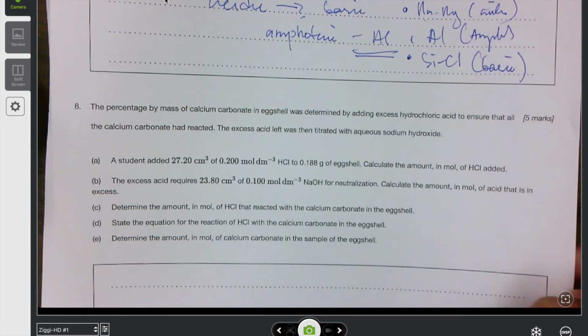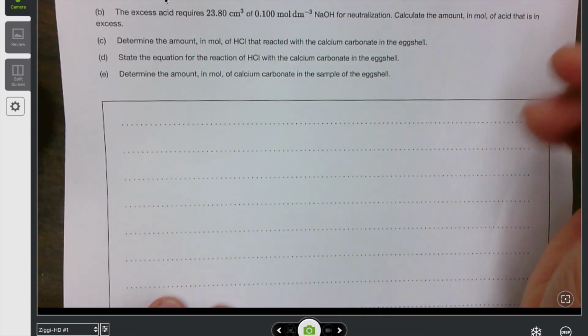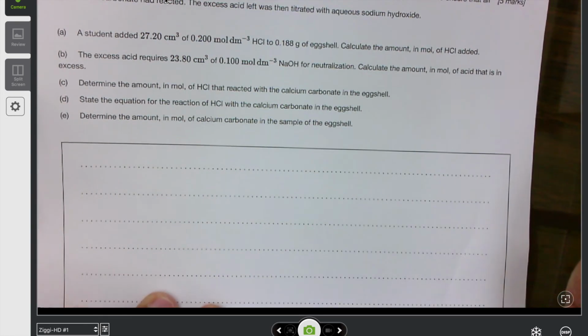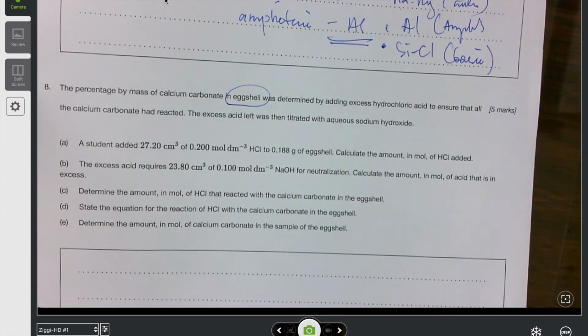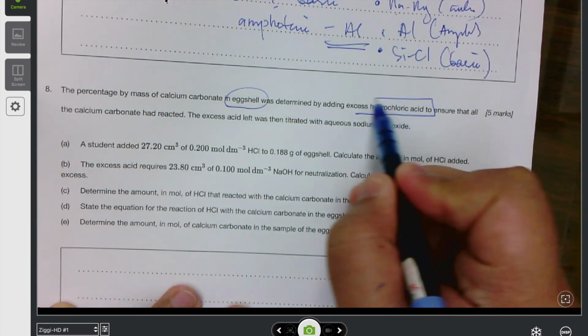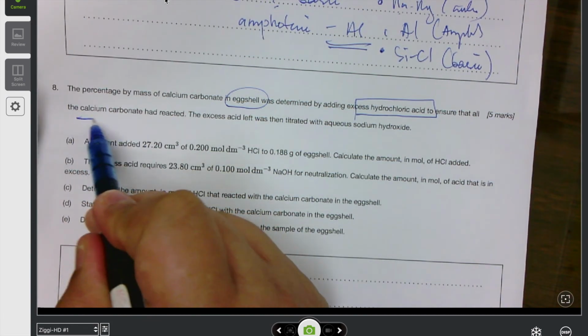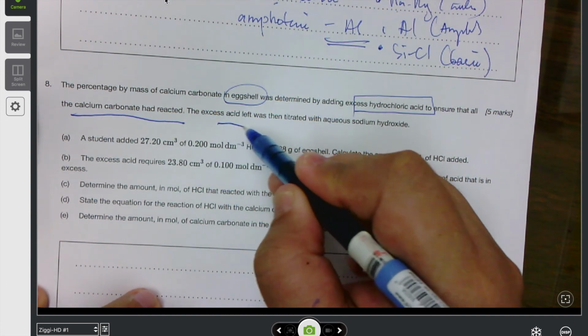Okay, last. It's an experiment that you have to understand first before you can answer the following questions. So we have, you know, eggshells contain calcium carbonate. If you powderize it, actually I was telling Heavy, don't throw the eggshells, it's calcium carbonate. Okay, so you have eggshells and you added hydrochloric acid to ensure that calcium carbonate has reacted, so it will react with the acid. Then the excess acid left was titrated with NaOH.